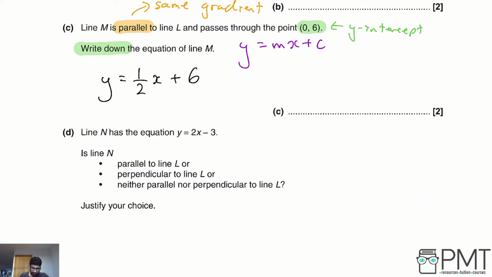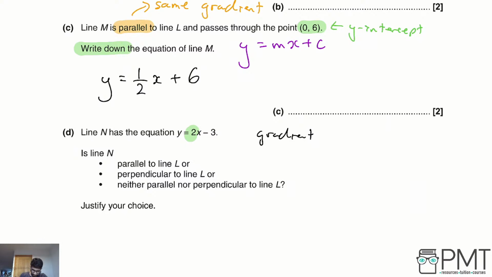What's the gradient of line n? We have a gradient of 2, which is not the same as the gradient of L or M. They had gradients of a half. So they are not going to be parallel. But what about perpendicular? Does anyone know how two lines would be perpendicular? What do we need for them to be perpendicular to each other?